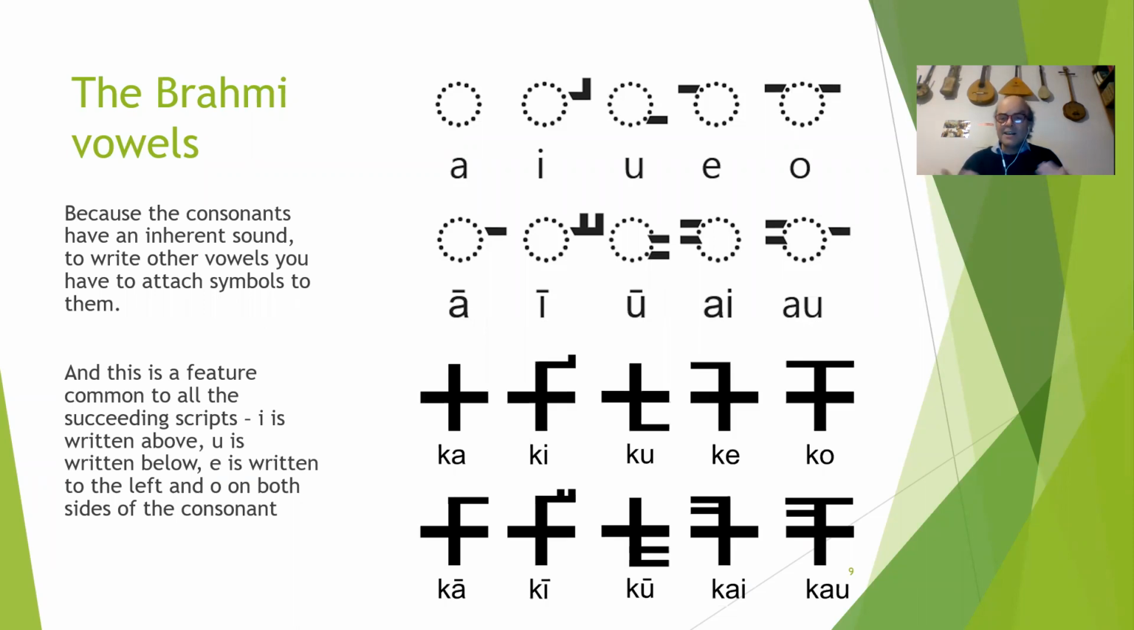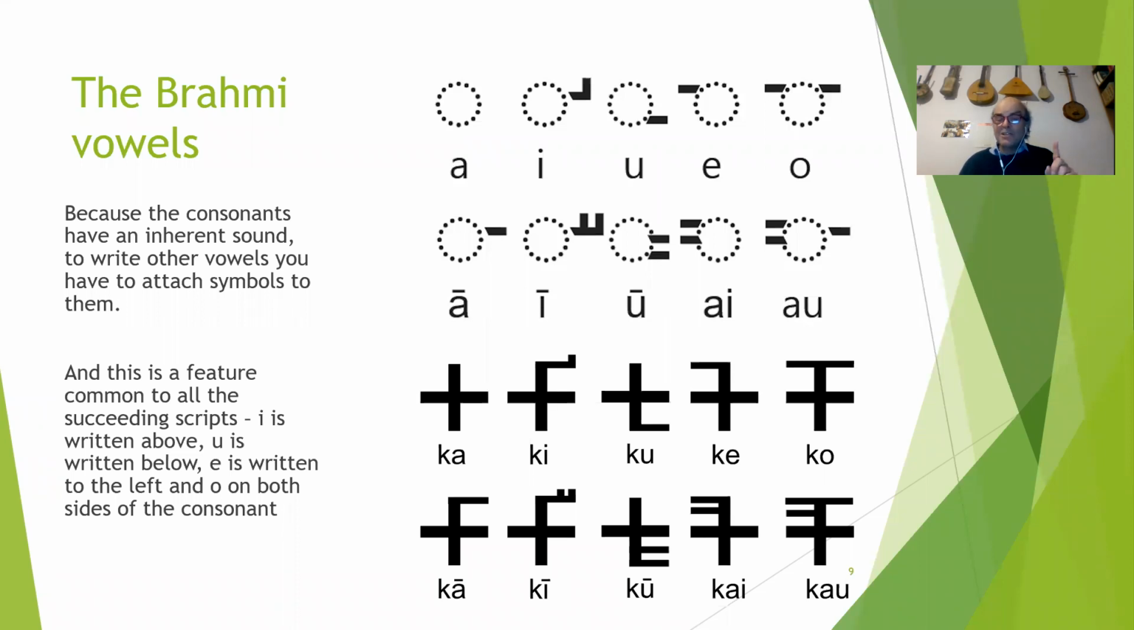So this is what the Asokan Brahmi looked like for ka, ki, ku, ke, ko. This is very different from the way these things look today, either in Assamese script or in the Nagari script used for Hindi or in any of the Thai scripts. But the principle that you put the E vowel above, the U vowel below, the E vowel to the left and the O vowel on both sides, this still applies.